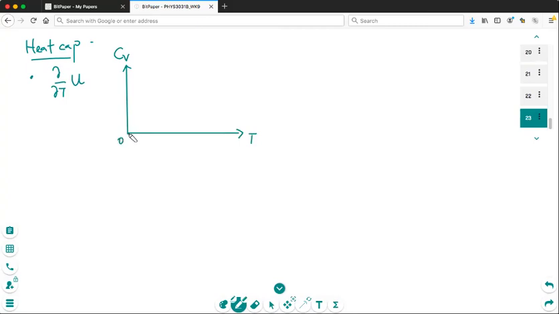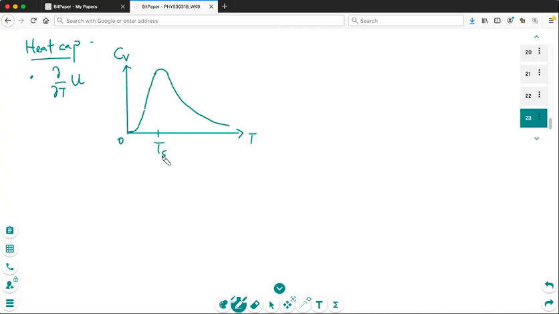Now, first, from third law, you know it has to start from 0. What you see is this heat capacity will grow, and at some point it will show a peak, and then it will die down like this. Okay, this is this peak. In the assignment, I ask you to find the temperature where this peak occurs. And how do you do that?